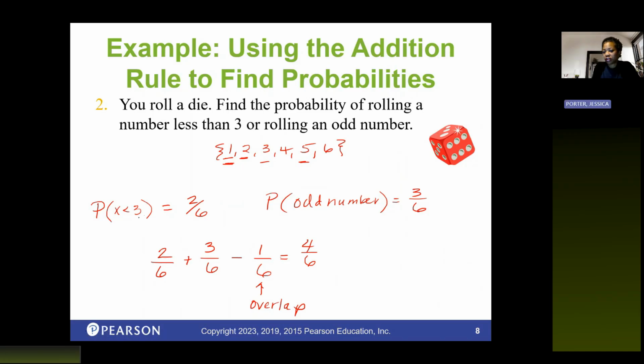The probability, just to recap, we have an overlap here. So we had the probability that X is less than 3, the number is less than 3, so that's 1 and 2. And then we had the probability that there's an odd number, so that's 1, 3, and 5. Well, 1 appears twice, right? So there is an overlap on these two events. Okay, so in that case, I add the two probabilities together, 2 out of 6 and 3 out of 6, and subtract away the overlap, which gives me 4 out of 6.